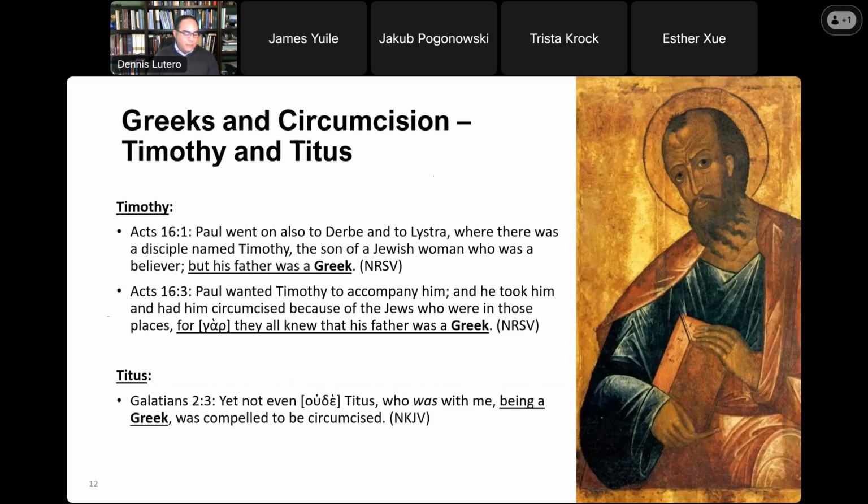What information can we garner by analyzing these two passages together? In the case of Timothy, Paul has Timothy circumcised because, quote, they, the Jews, all knew his father was Greek. In the case of Titus, Paul's refusal to have Titus circumcised is set against the fact that Titus is Greek. Not even Titus being a Greek.